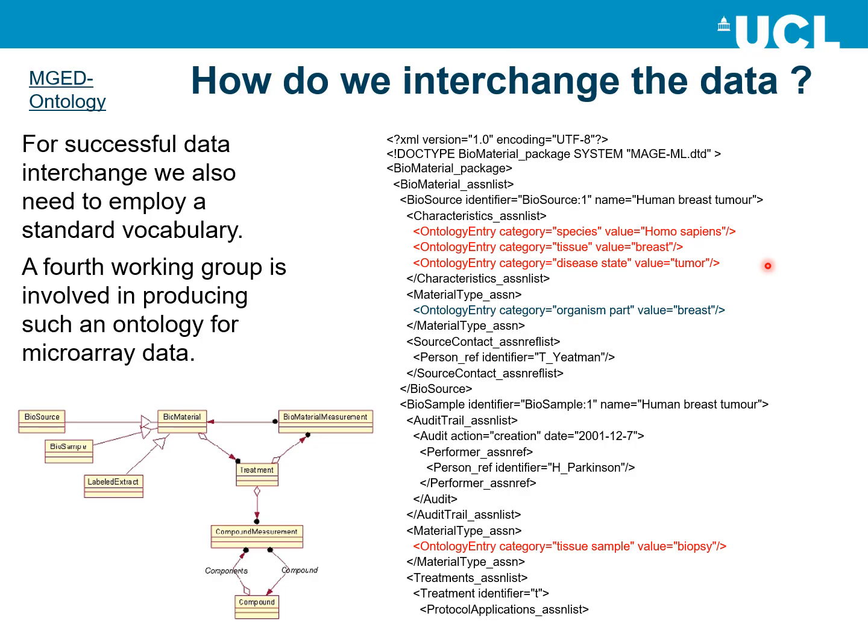You may notice that even simple things like disease state, tumour, is spelled with American spelling, because it's common usage in scientific writing to use American spelling. But even that, if the British spelling was used, can lead to confusion for data interchange. So the MGED ontology standardizes the terminology being used.